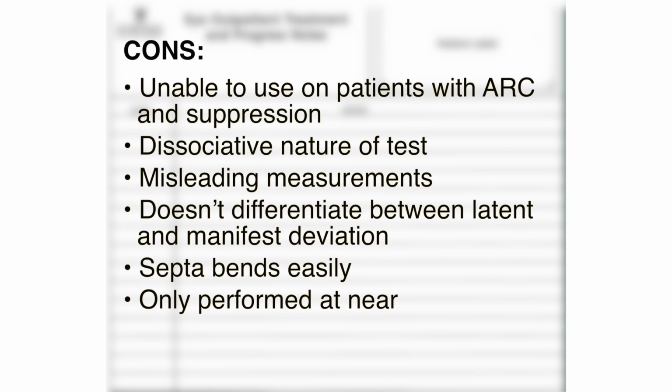Cons. It's unable to test patients with ARC and suppression. Size of deviation can differ due to the dissociative nature of the test. Measurements may sometimes be misleading. It doesn't differentiate between latent and manifest deviation. It requires a CT to confirm. The septa bend easily, allowing one eye to see both arrows and the numbers. This affects the test results. The Maddox Wing is fixed at a near distance, so it cannot be performed at far.